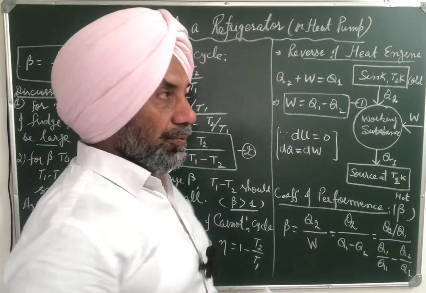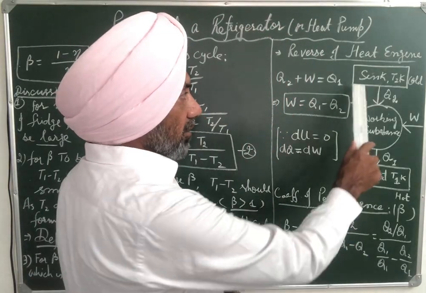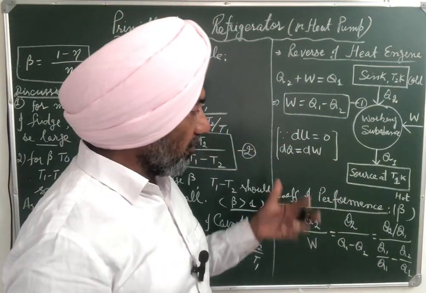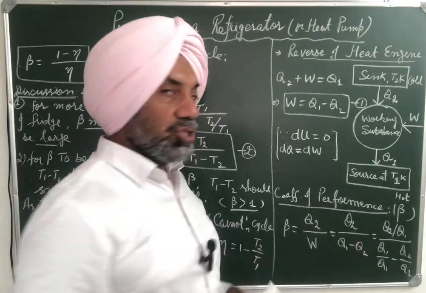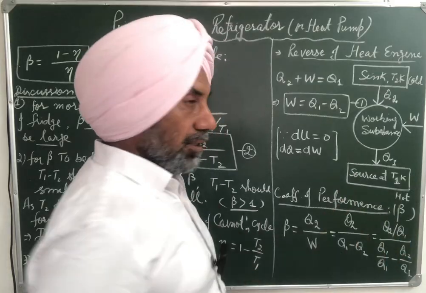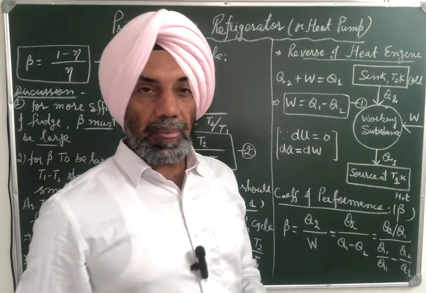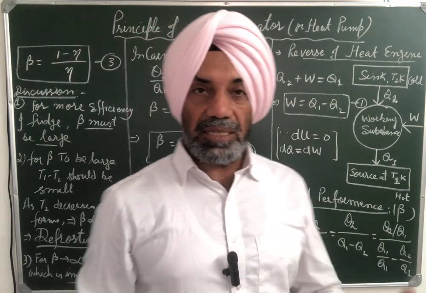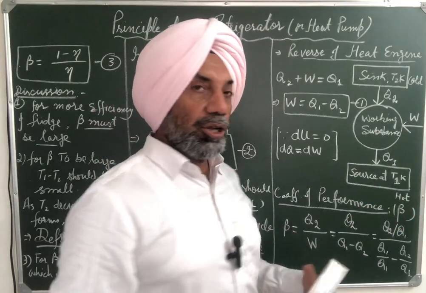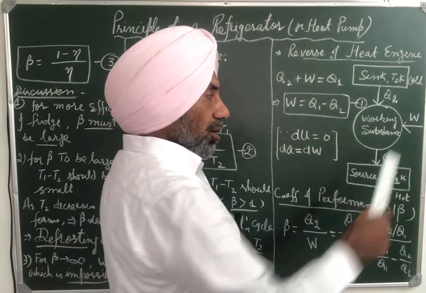The main parts of a refrigerator are: number one, the sink at T2 Kelvin, known as the cold reservoir of heat; the source held at T1 Kelvin, called the hot reservoir of heat; and the working substance, which is in the gaseous state. Freon gas is used in the compressor, and there is an electric motor or compressor.